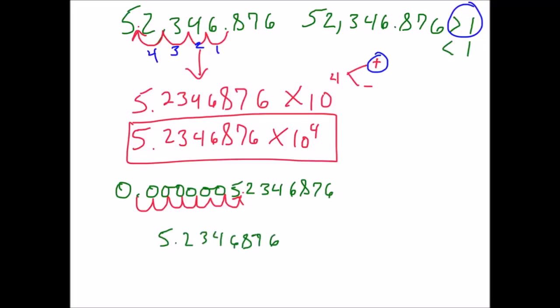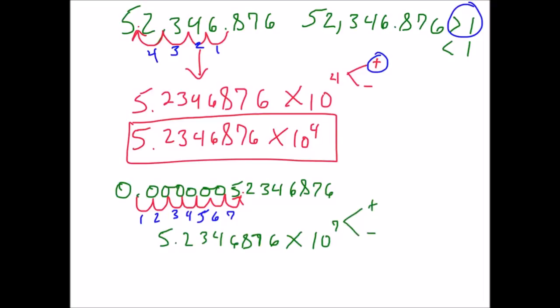5.2346876. Up until this point it looks exactly like the previous example, and we're going to put our times 10, and now we have to figure out what our exponent is going to be by figuring out how many times we moved the decimal. It looks like we've moved the decimal 7 times, so we know the exponent is going to be 7, but we don't know if it's positive or negative yet.